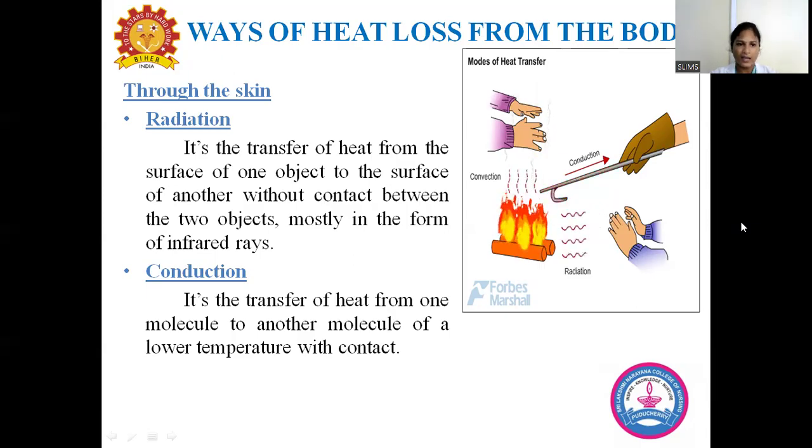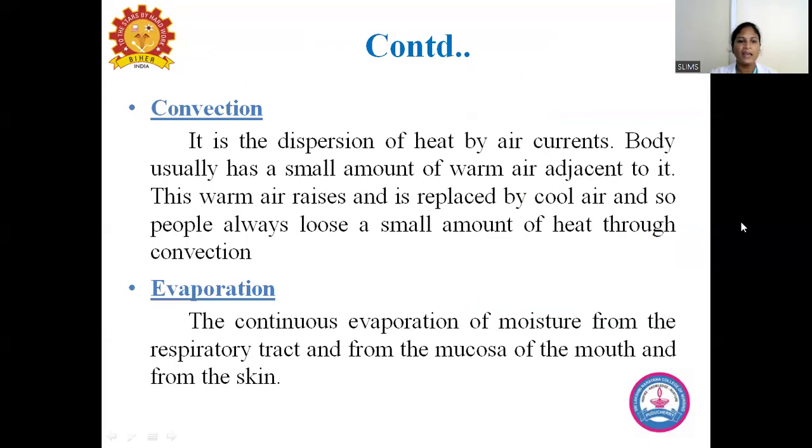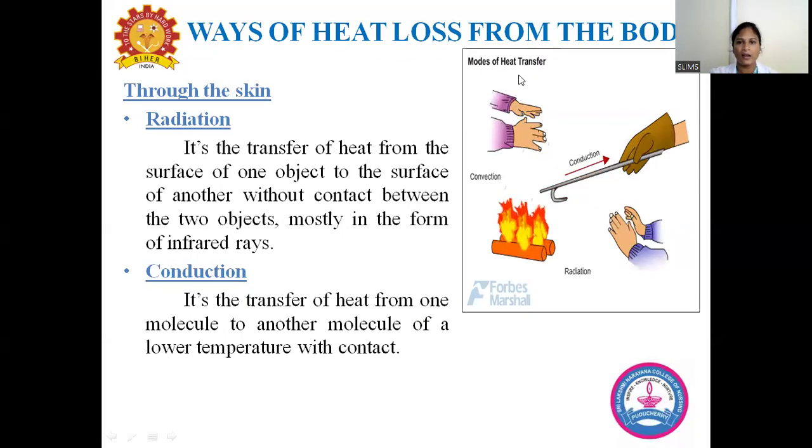And the second one is conduction. It is the transfer of heat from one molecule to another molecule of a lower temperature with contact. So conduction occurs through any object, through the molecules, and the heat can be transferred. So the first one is radiation and the second one is conduction. Radiation transfers heat from one surface to another surface, and conduction is through any object. And convection, here you can see the convection.